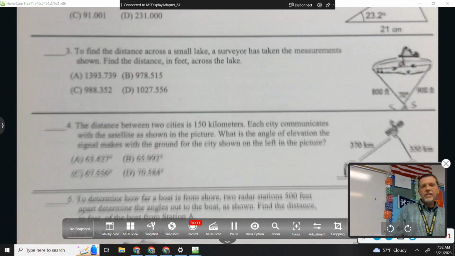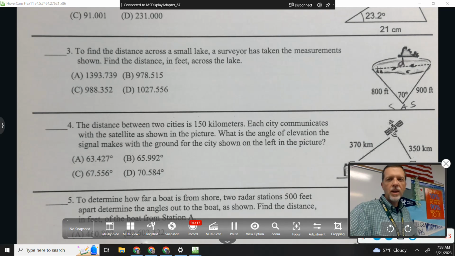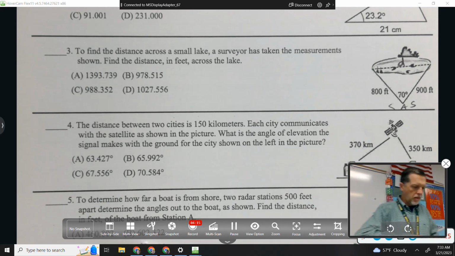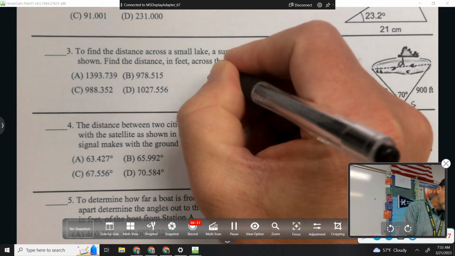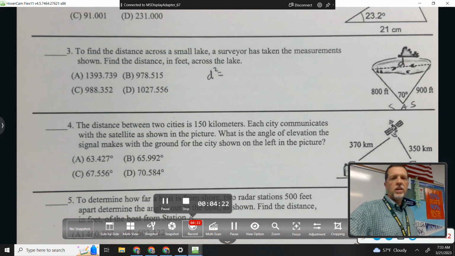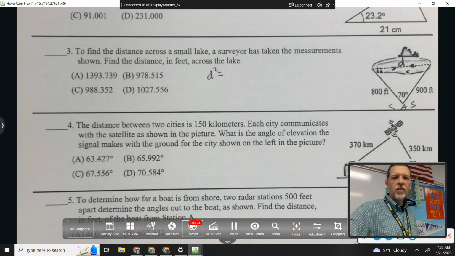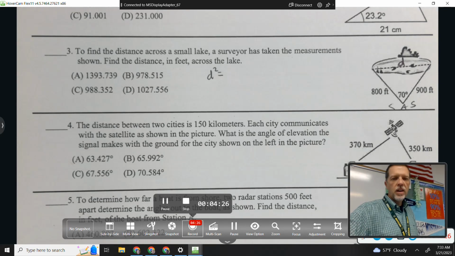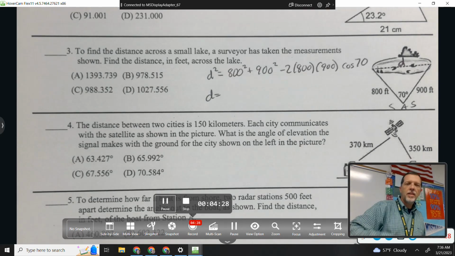So with that hint, why don't you do number 3? Right, d squared equals ... I'll hit pause and you find the distance across the lake. So there's my setup. So which one did you get? A, B, C, or D? B. Good.